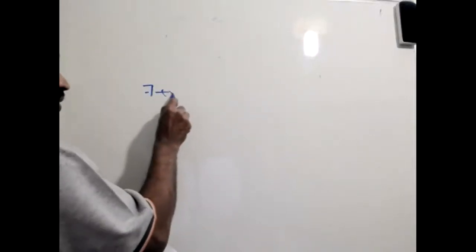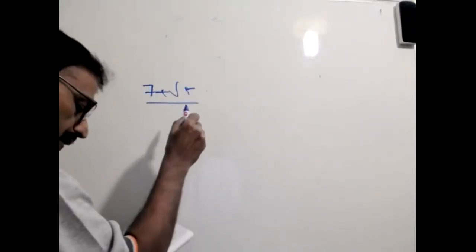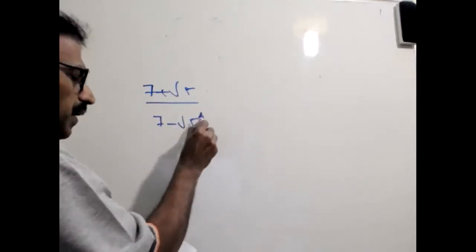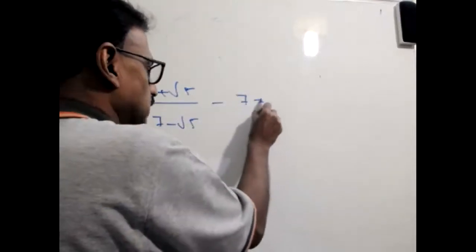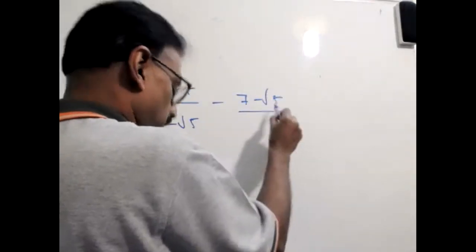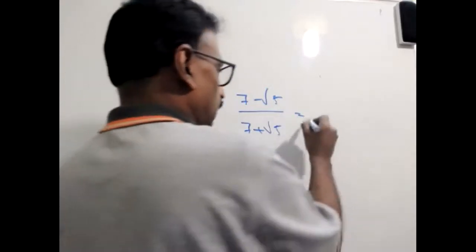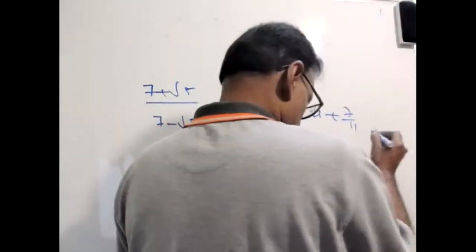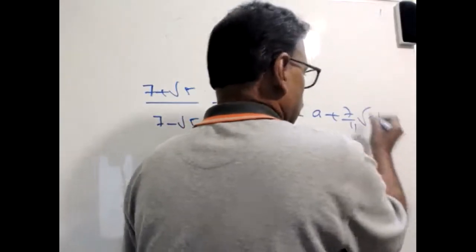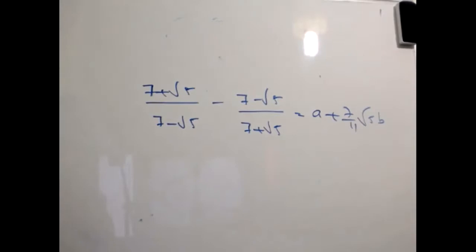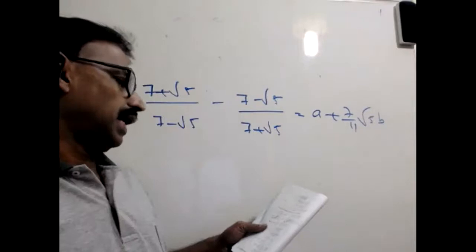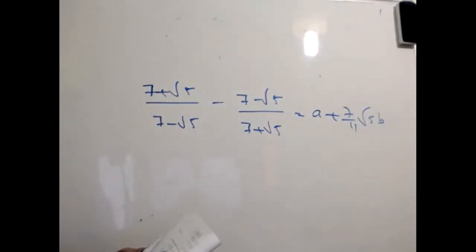Find the value of A and B: (7 plus root 5) divided by (7 minus root 5) minus (7 minus root 5) divided by (7 plus root 5) equals a plus (7 by 11) root 5 b.